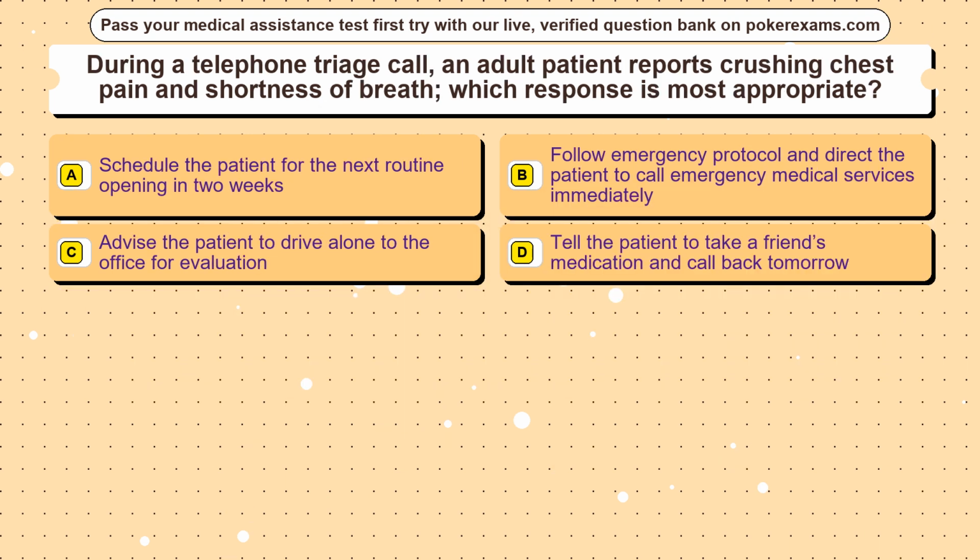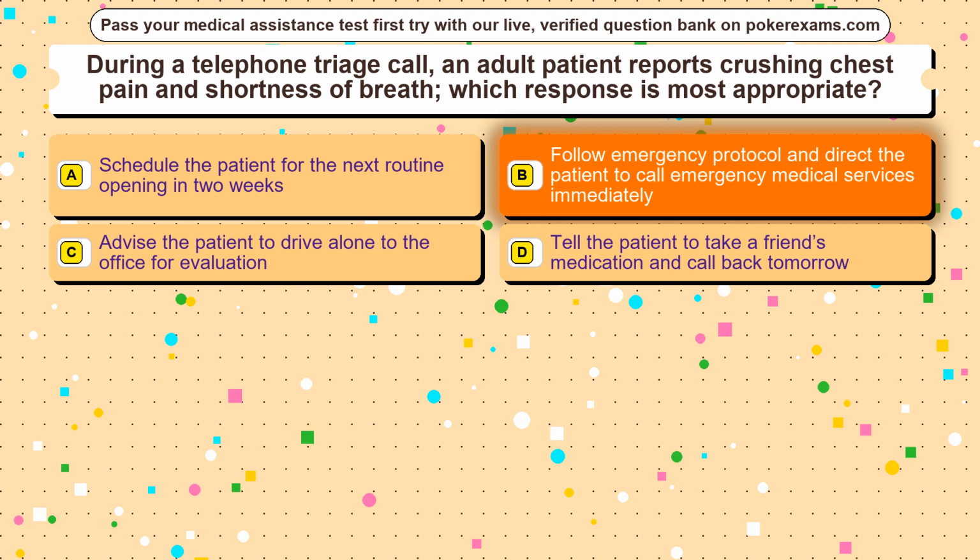Question 99. During a telephone triage call, an adult patient reports crushing chest pain and shortness of breath. Which response is most appropriate? Option A. Schedule the patient for the next routine opening in 2 weeks. Option B. Follow emergency protocol and direct the patient to call emergency medical services immediately. Option C. Advise the patient to drive alone to the office for evaluation. Option D. Tell the patient to take a friend's medication and call back tomorrow.